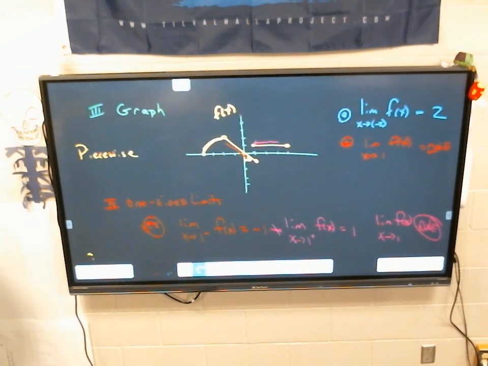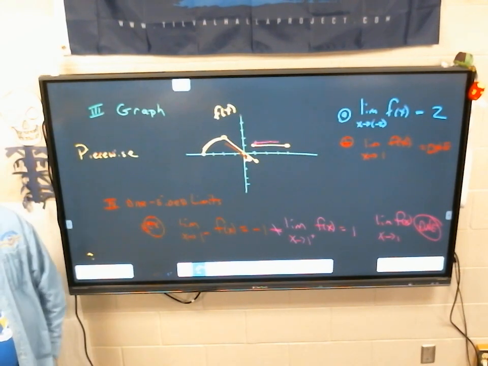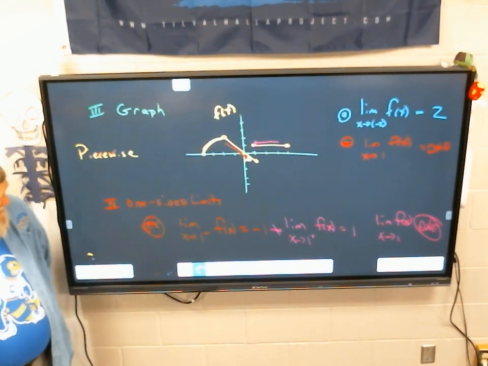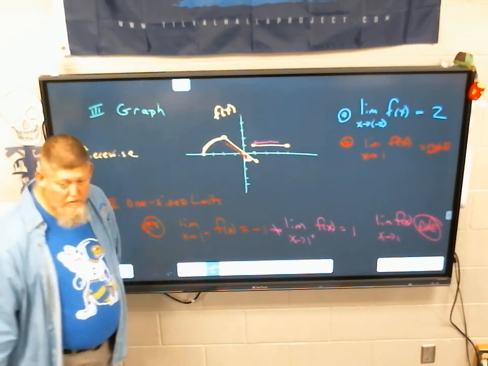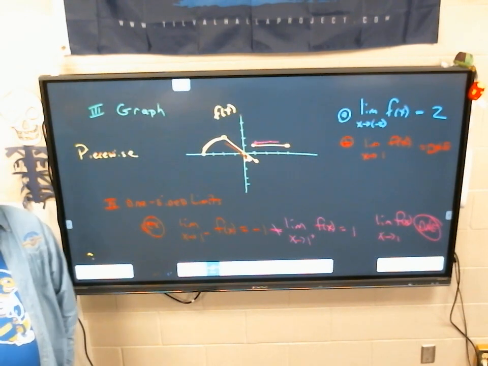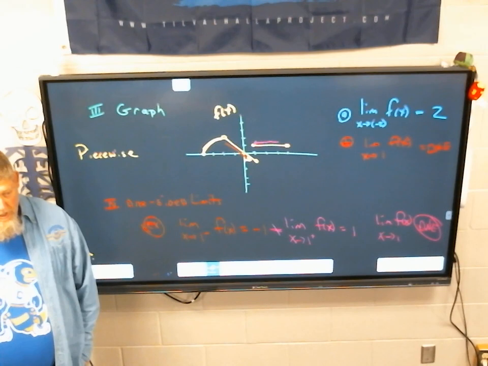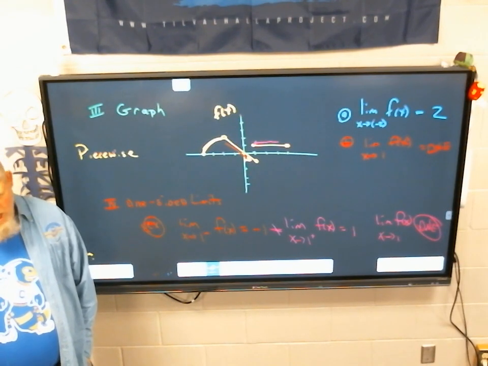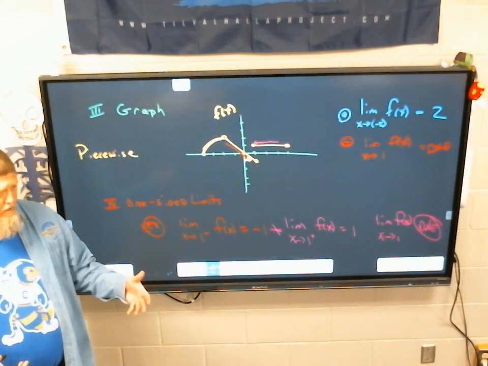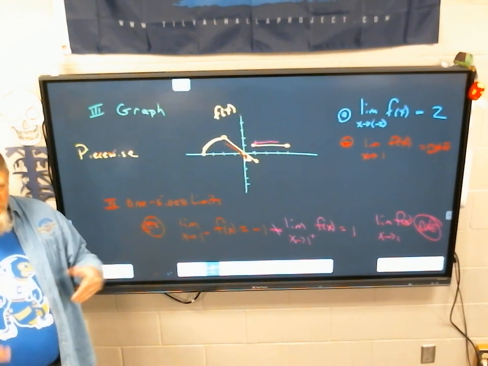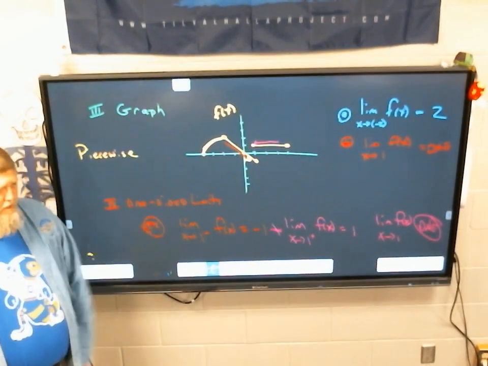Can I ask a question? Yep. So they have to be equal to have a limit? Correct. The right side must equal the left side. Is that just in a graph, or also in an equation too? Always. Is it only piecewise functions? All. Piecewise is where we're going to see it the most. There are some other functions, but most of the time it's going to be piecewise.